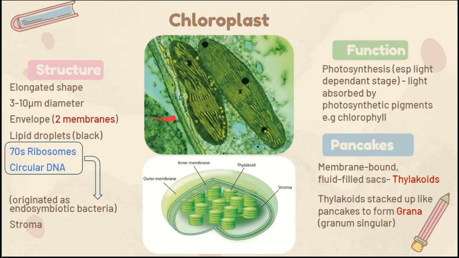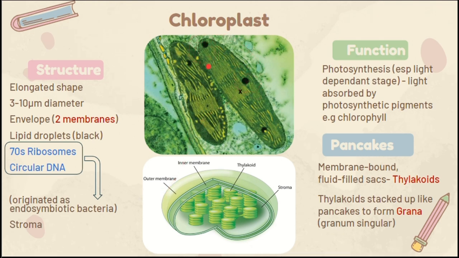Next is, oh dear lord, we're in the plant territory now. Least favorite part of bio, but what can we do? The organelle that carries out photosynthesis. It has an elongated shape and is surrounded by an inner and outer membrane, ranging from 3 to 10 micrometers and containing fat droplets, these black spots here.